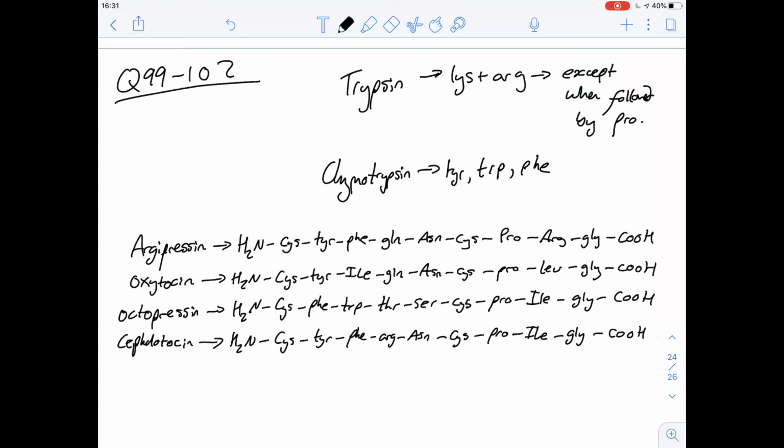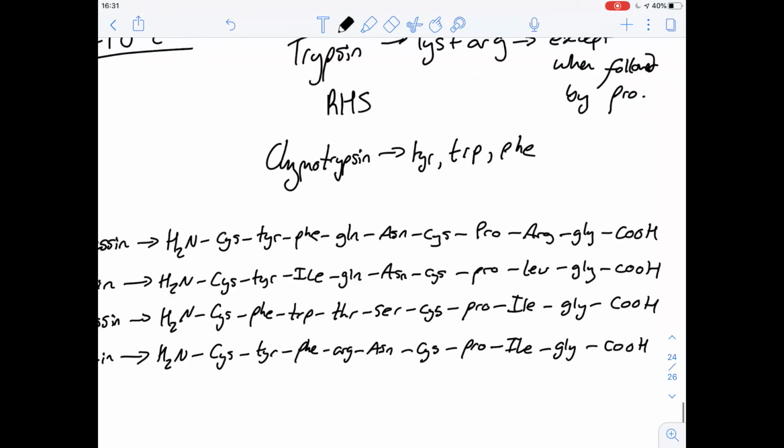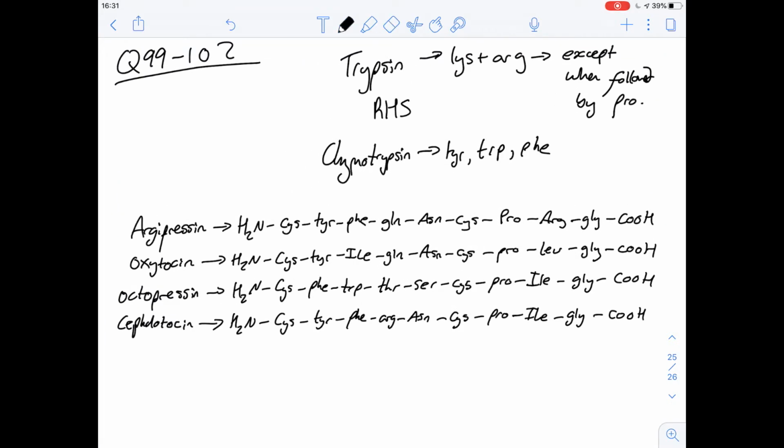Trypsin cleaves at lysine or arginine as long as it's not followed by a proline, and chymotrypsin does it at tyrosine, tryptophan, and phenylalanine. Now it says it does it on the carboxyl side, so that's going to be the right hand side of the group. So say if it was glycine, it would be this bond, not this one. Okay, so with that aside, we can start answering these questions.